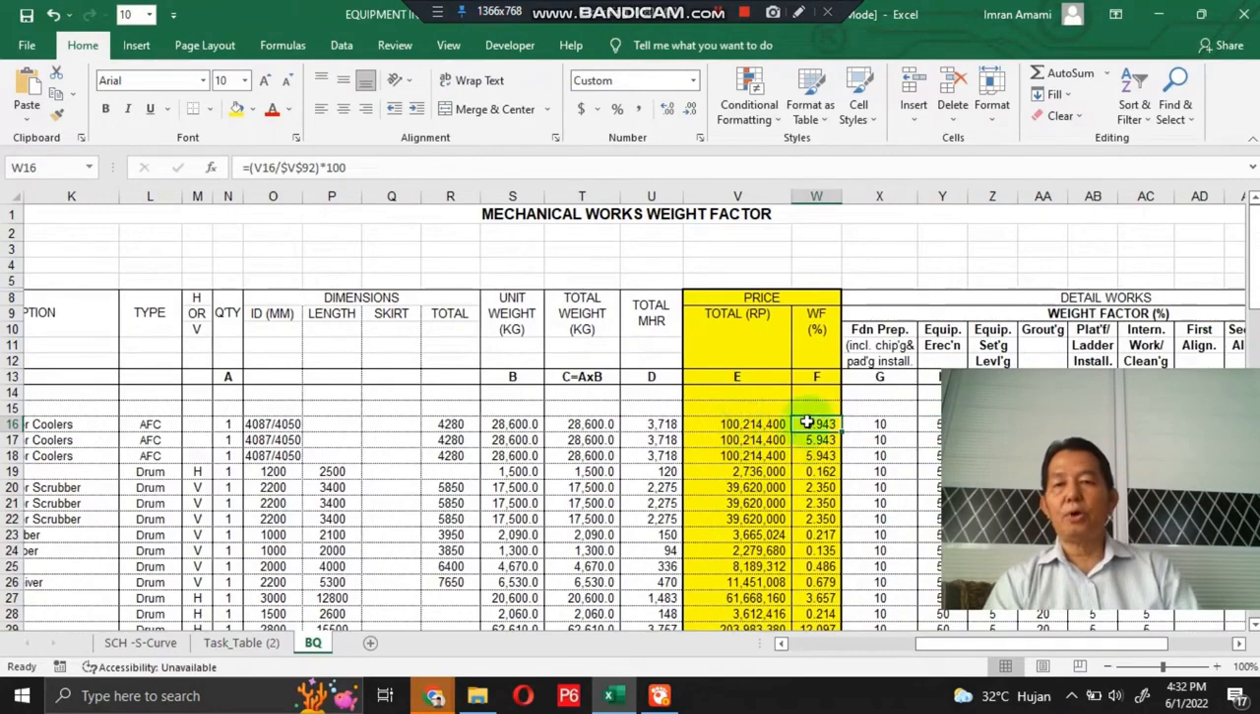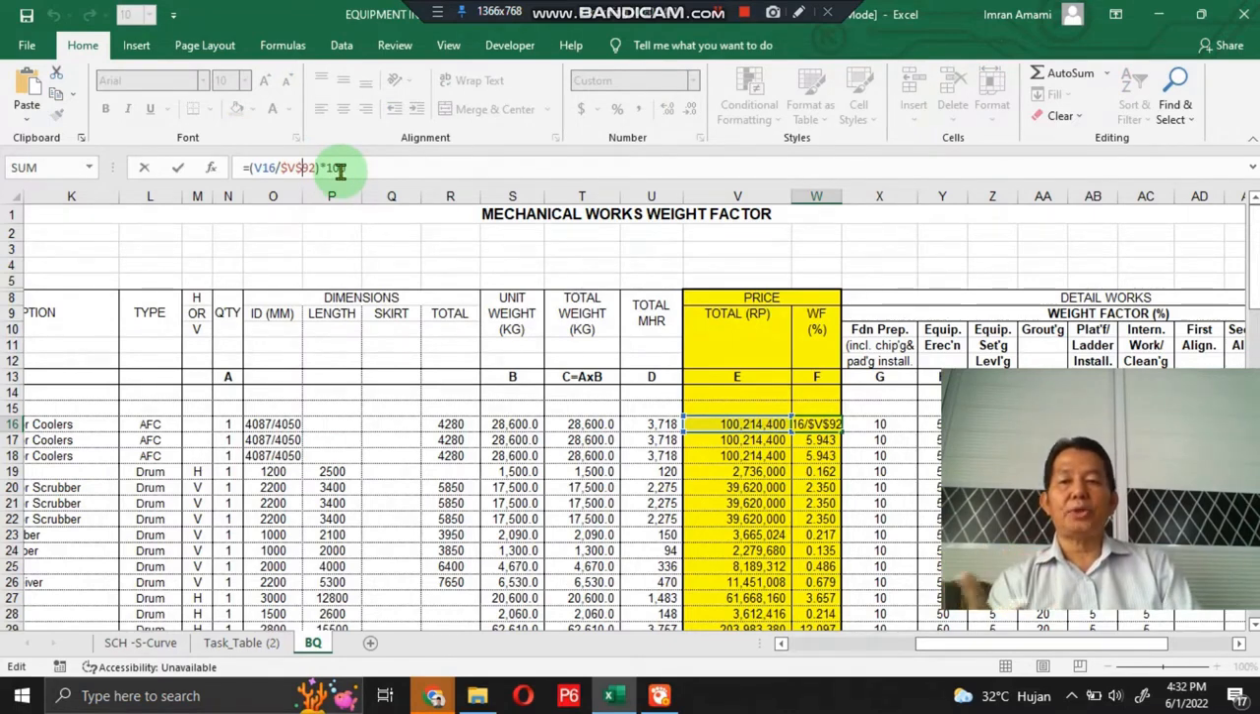So it may raise a question: why is the total contract price cell, V92, equipped with dollar symbols? The answer is this is intended to remain unchanged if we copy and paste it into other cells.